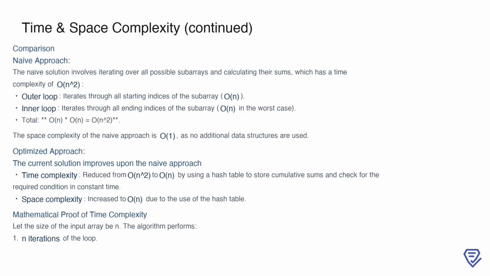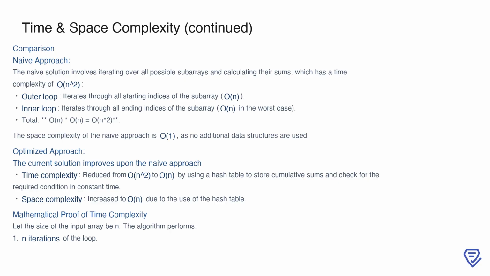Let's compare this optimized approach to the naive solution. The naive method involves iterating over all possible subarrays and calculating their sums. This requires an outer loop to iterate through all starting indices of the subarrays, which takes O(n), and an inner loop to iterate through all ending indices, which also takes O(n) in the worst case. Multiplying these together gives a total time complexity of O(n squared).